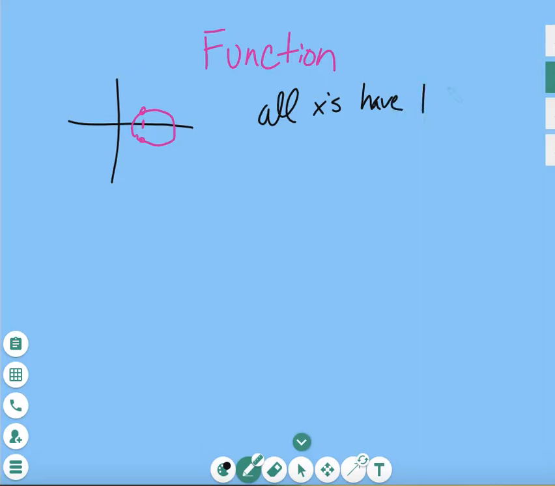So the basic idea of a function is that all x's have one y value. But we're going to be looking at two different types of evaluating that you may be asked to do. For the first type, remember every function is always set up as f of x or g of x or t of a or whatever, equals some sort of equation. In this case we'll say it's 4x minus 5.